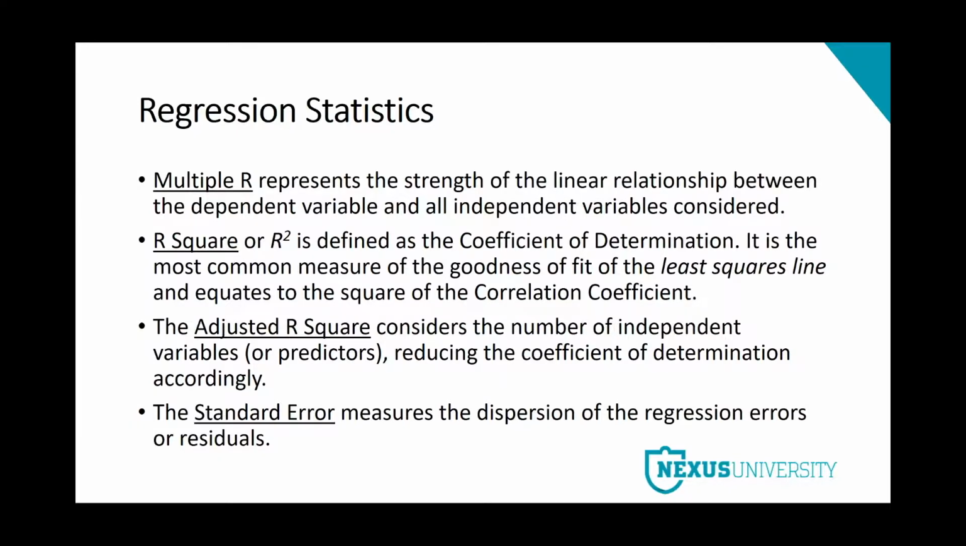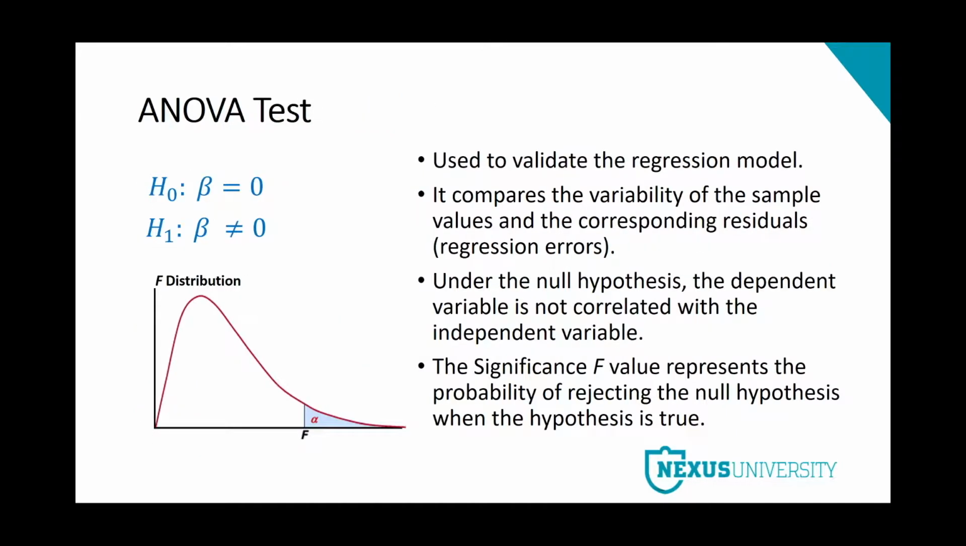The adjusted R square considers the number of independent variables, also known as predictors, and is reduced according to the number of variables. So the more variables, the lower the adjusted R square is relative to the R square before the adjustment. The standard error measures the dispersion of the regression errors, or residuals.